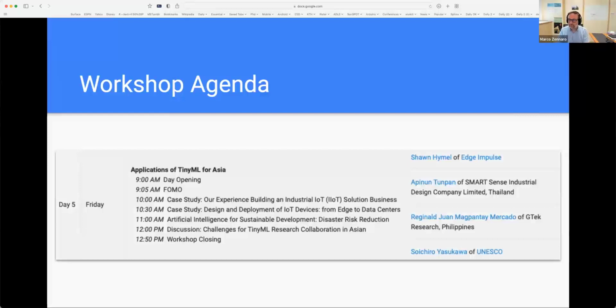And then on Friday, we'll have a presentation about FOMO, which you will see is a very interesting video application from Sean from Edge Impulse. We're going to have two case studies about deploying these IoT devices in the real world from two experts, Apinung and Reginald from Thailand and the Philippines. And we're going to have a presentation from UNESCO about using these devices for disaster risk reduction. And then we're going to have a discussion about the research topics and the collaboration in the Asian region.